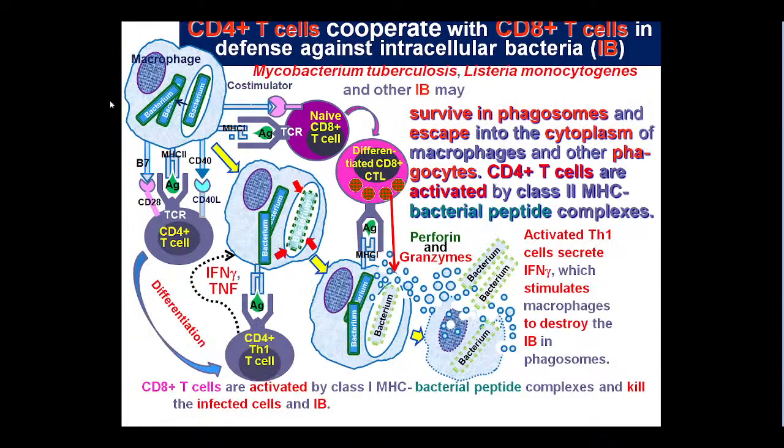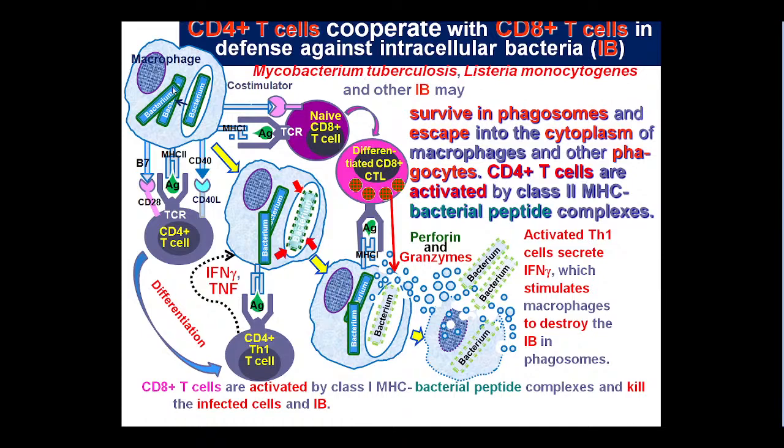In this scheme, you see events that develop if intracellular bacteria infect phagocytic cells, for example, macrophages. Examples of these bacteria are Mycobacterium tuberculosis or Listeria monocytogenes.